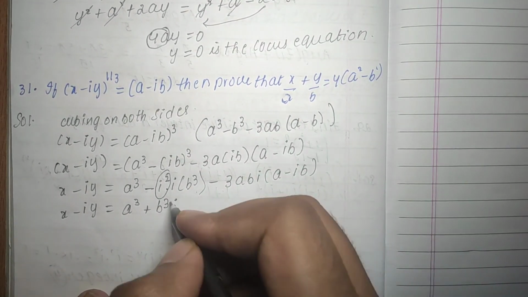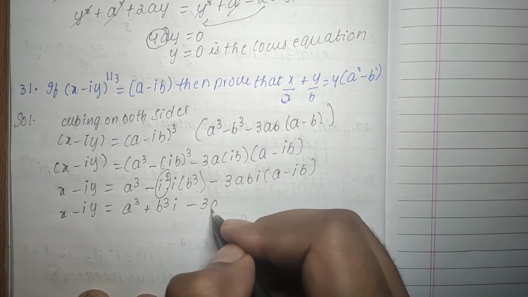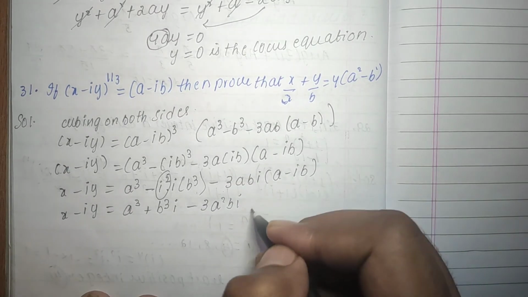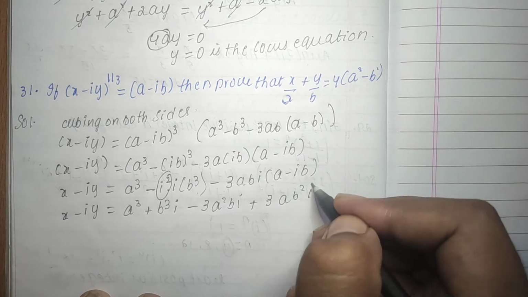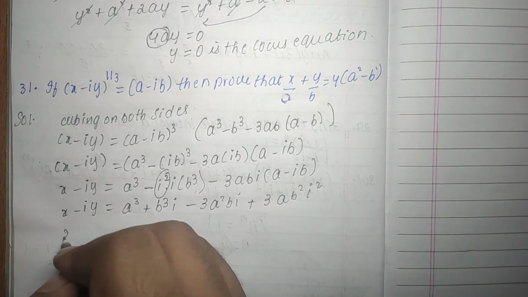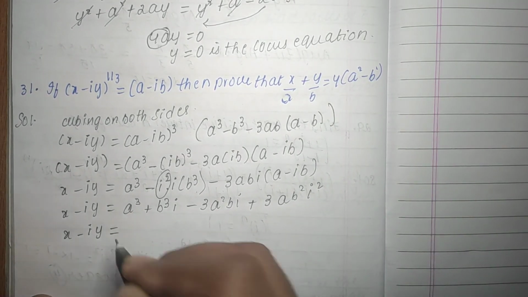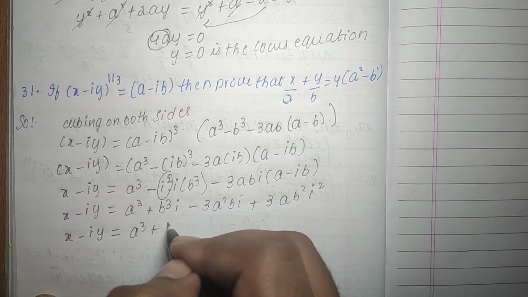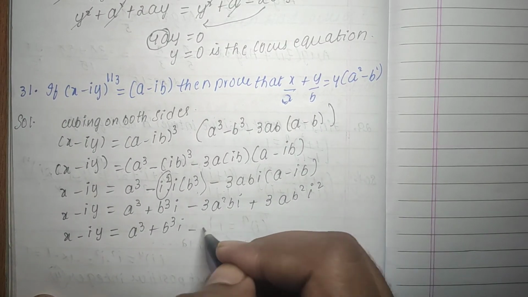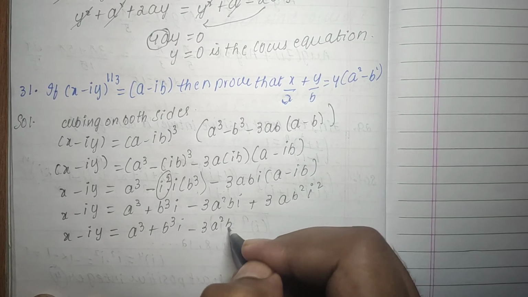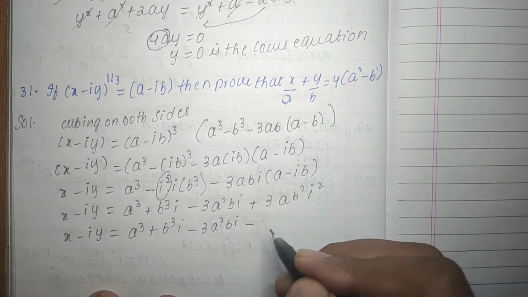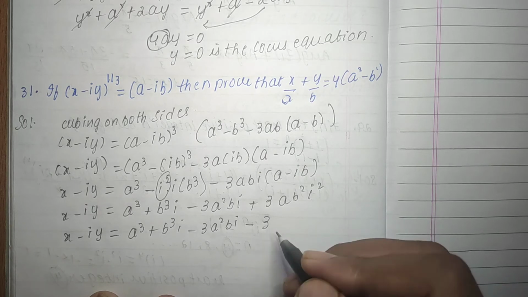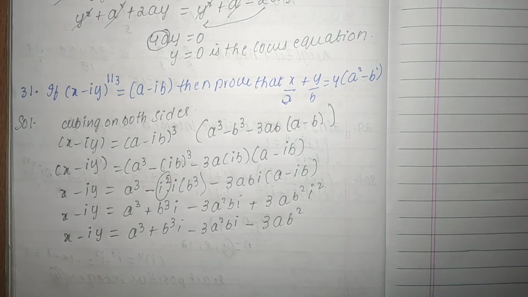Multiply this inside the brackets: minus 3a square bi plus 3ab square i square. x minus iy is equal to a cube plus b cube i minus 3a square bi. i square value is minus 1. So minus 3ab square.